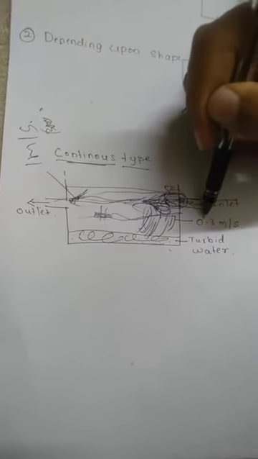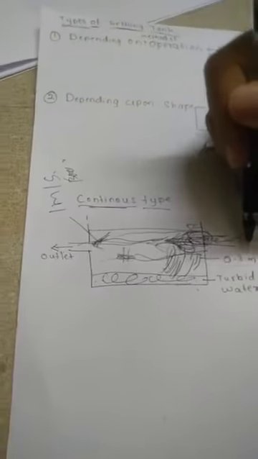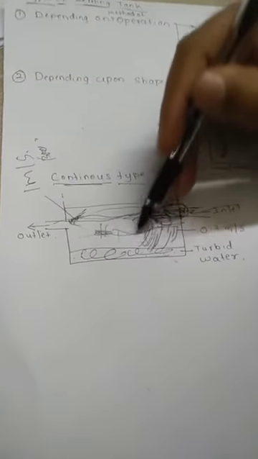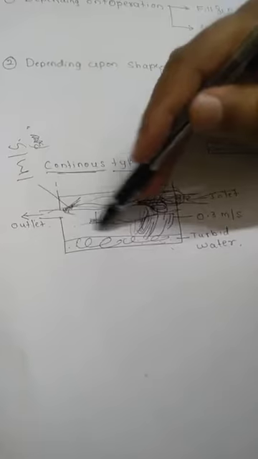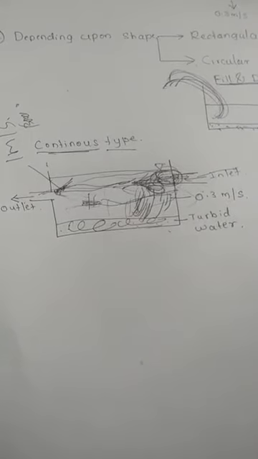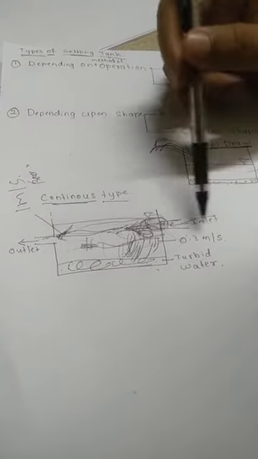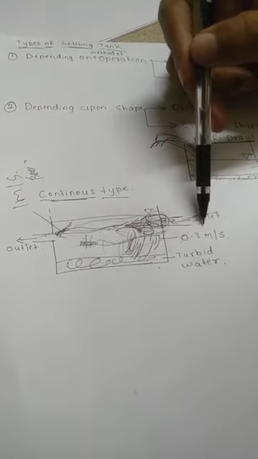Why are we going to get water continuously? We are going to maintain that velocity of 0.3 meter per second. So the particles will get settled down, and here we are going to have less turbid water at the outlet. So this is nothing but what is called a continuous flow type of sedimentation tank. The flow is continuous since we maintain the velocity low, that is 0.3 meter per second.